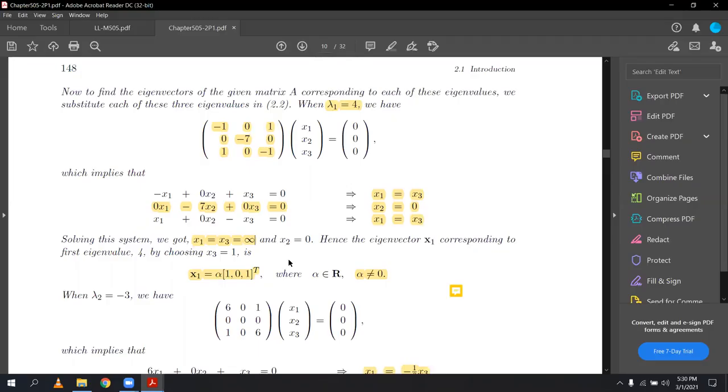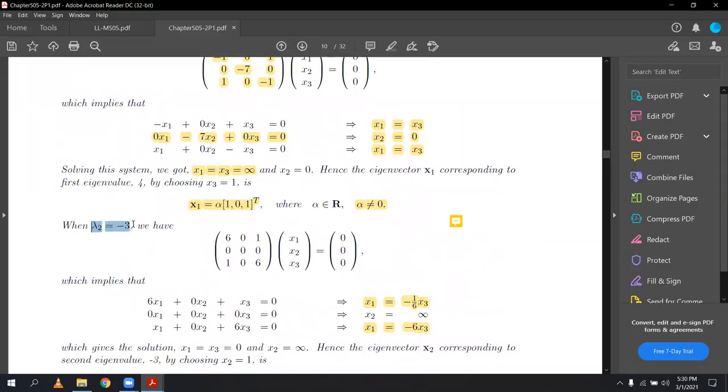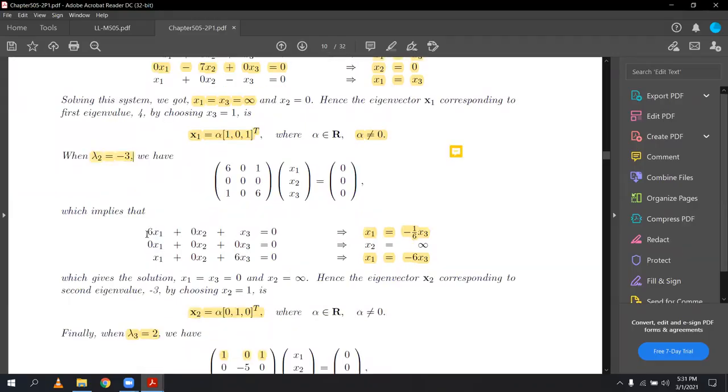In the second case, we choose lambda equal to -3. When we put it in A minus lambda I, we have this shape. If you look at this shape, your first equation gives you x1 equal to -1 over 6 x3. And what is the value of x2? You cannot find x2 here, because we cannot find x2 in these equations.